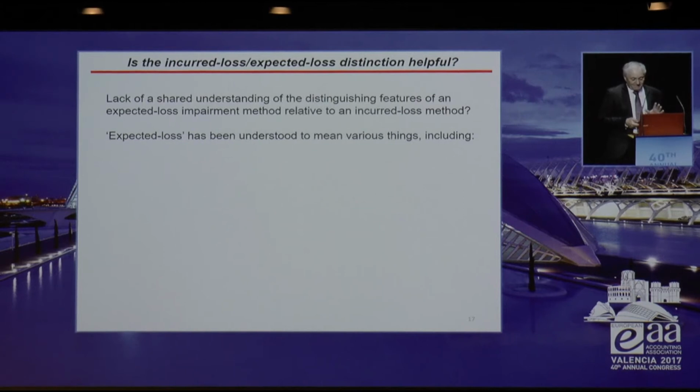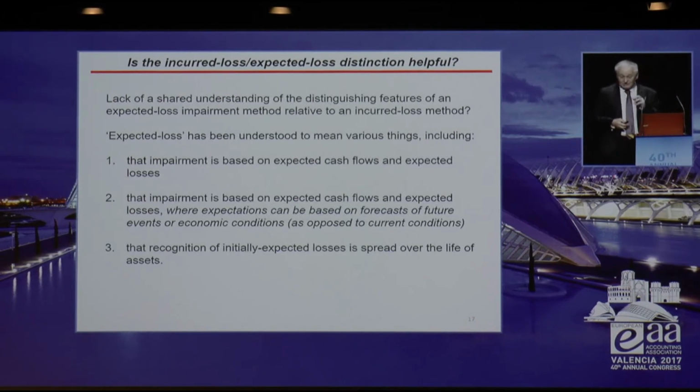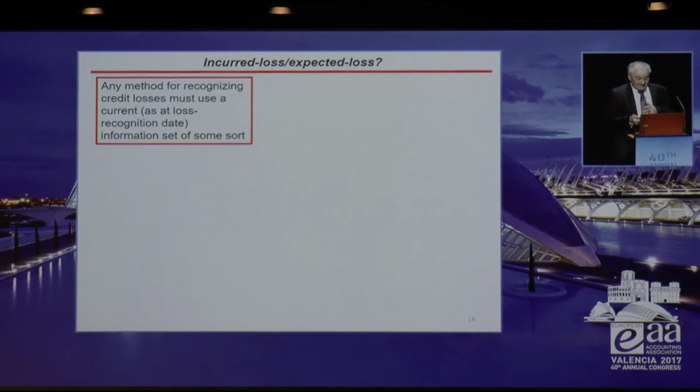There's also, in my experience from looking at lots of comment letters and other literature, a lack of a shared understanding of what that distinction between expected loss and incurred loss actually means. Some people seem to think it means that impairment's based on expected losses. Some people think that it means that impairment's based on expected losses where you use forecasts of future events. Some people think that expected loss means that you spread the initial losses out over time. So there's a lack of shared understanding of what the terminology means, as far as I can see. And this has led us to the question of how you try to make sense of all of this.